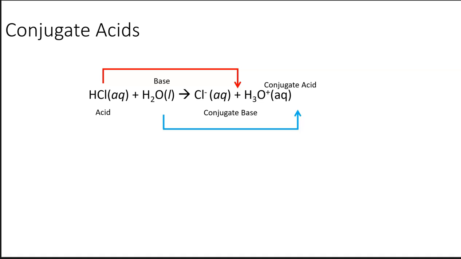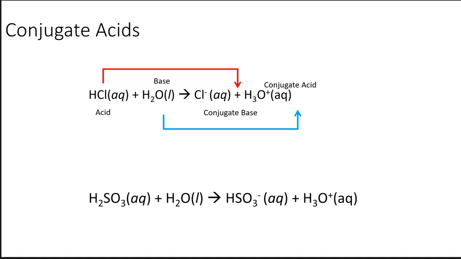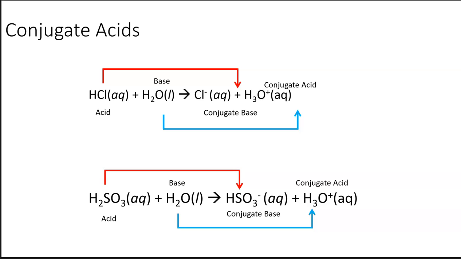Let's try another example. H2SO3 plus H2O. Again, H2SO3 is an acid, making water a base. And when we look at the conjugates, again, we see H3O plus is an acid. It's the conjugate acid. H3O plus will always be a conjugate acid whenever you see it. And HSO3 minus is the conjugate base.